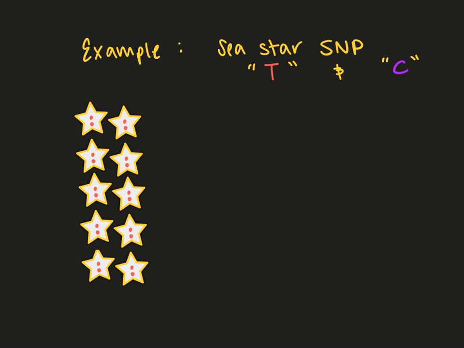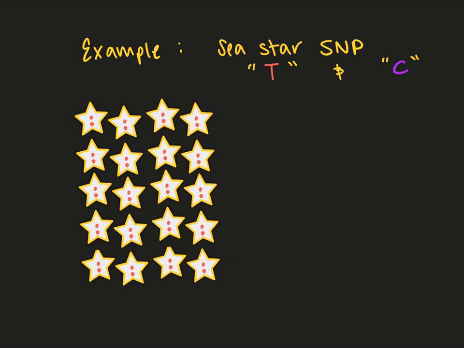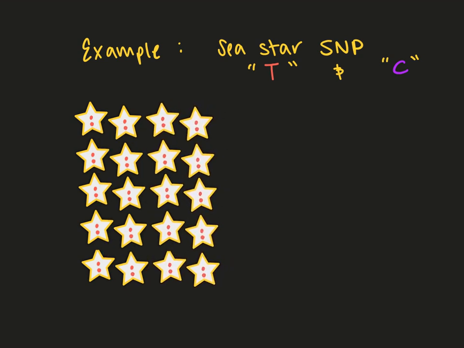And now I'm going to expand this population for a while, and I am not going to have a random mutation occur at this position. So right now we do not have a SNP. This entire population is homozygous for the T allele.